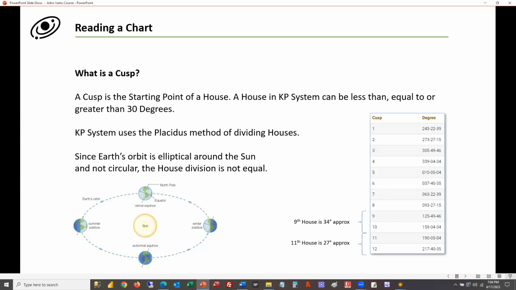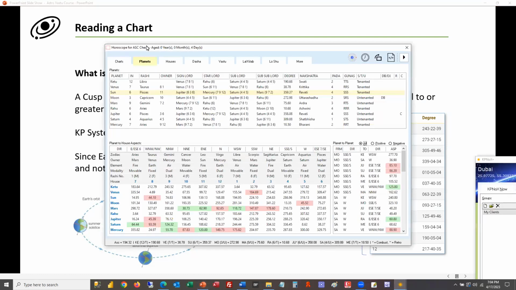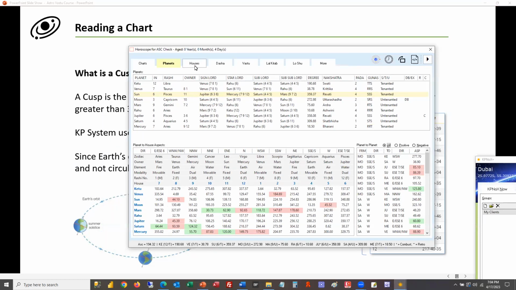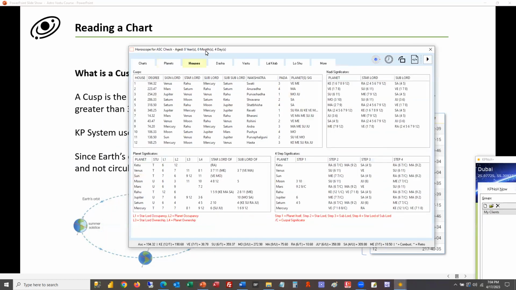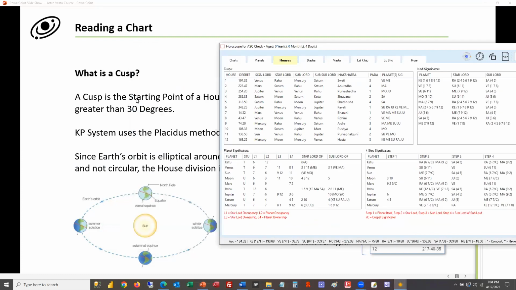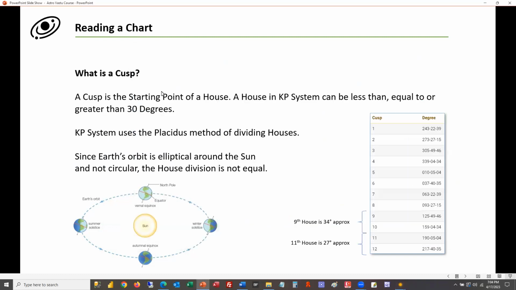Now, this is where we get to understand what a cusp is. Generally, cusp and house are seen as the same thing, but they are not the same, although it's more synonymous now. Basically, a cusp is what is seen as the starting point of a house. It's not the house itself, it is the starting point of a house.